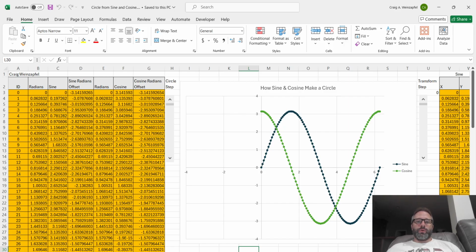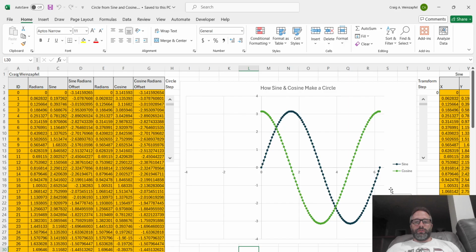Today I'm going to show you how to use sine and cosine to make a circle. Really, how does sine and cosine make a circle, not how to make a circle, but why do they work? I've made another video previously that showed you how to make a circle using sine and cosine, and while that's great and all, it doesn't really give you any background or any insight as to why it works, why two waves like you see on my chart here, the green cosine wave and the dark blue sine wave, can make a circle.